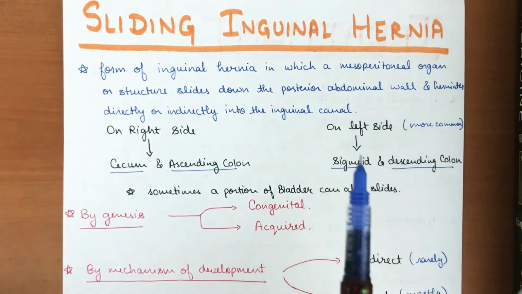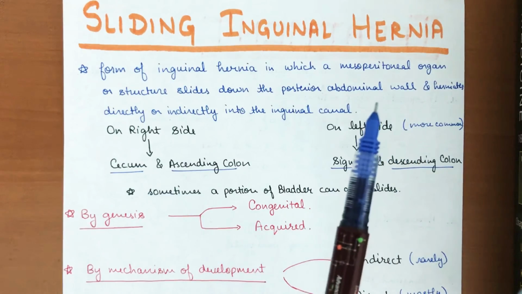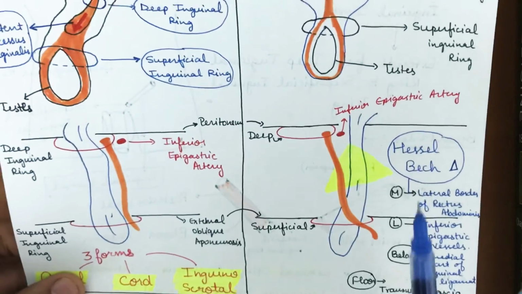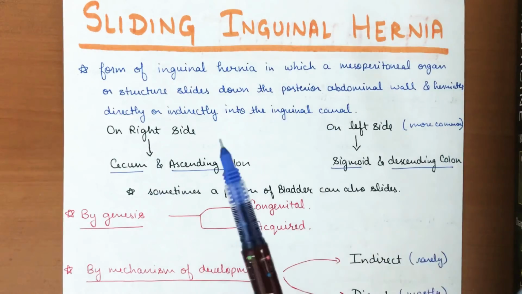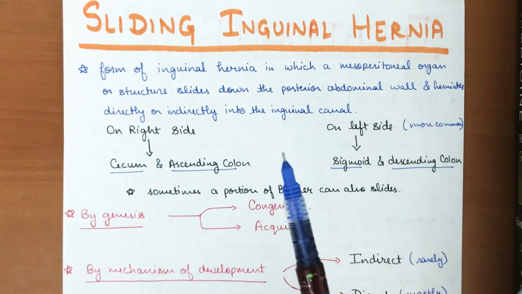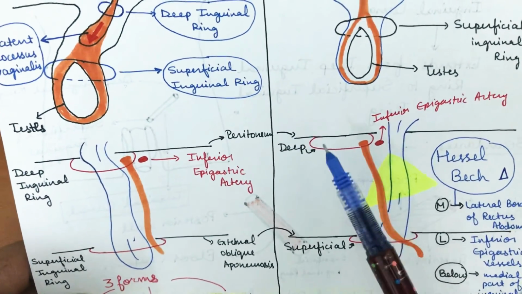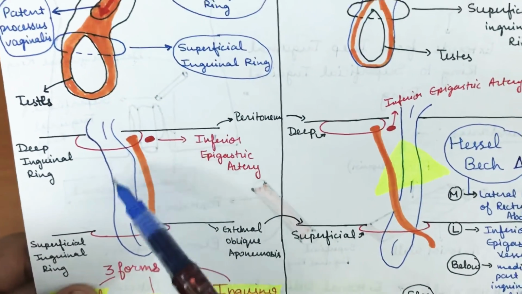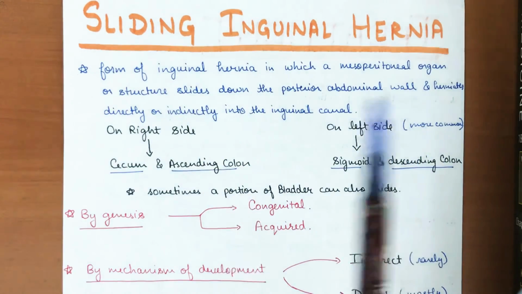In this sliding inguinal hernia, there will be protrusion of the mesoperitoneal organ, or some structure of the mesoperitoneal organ, which slides down the posterior abdominal wall. This is in the diagram I showed you earlier. This is the posterior abdominal wall. It can slide down through this, either directly or indirectly. That means it can come through without entering the deep inguinal ring, coming directly to the superficial inguinal ring, or it can come through both the deep inguinal ring and the superficial inguinal ring. So we can see these two things in sliding inguinal hernias.